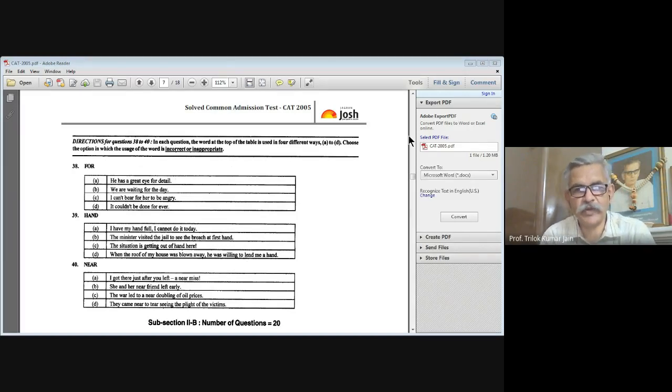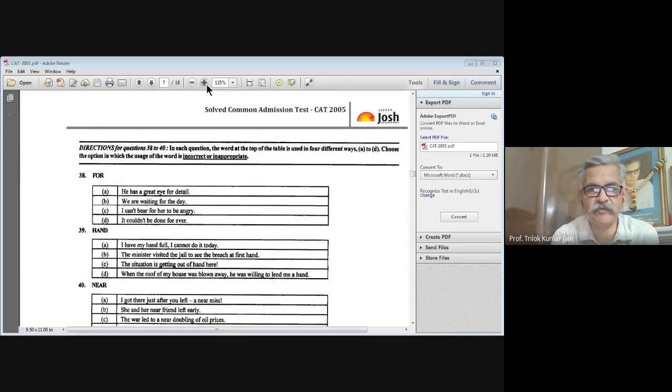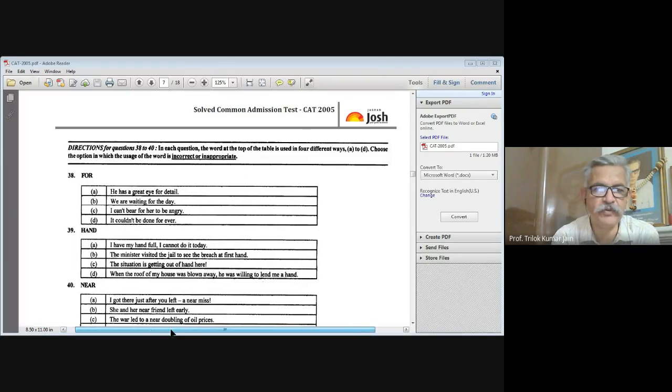I hope all of you can read. I'll make the font a little bit bigger so that all of you can read it. I hope now you can read it.